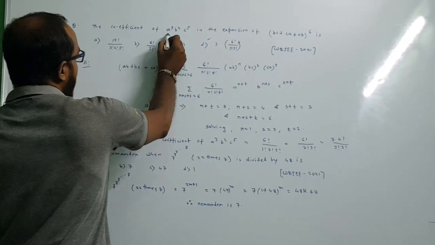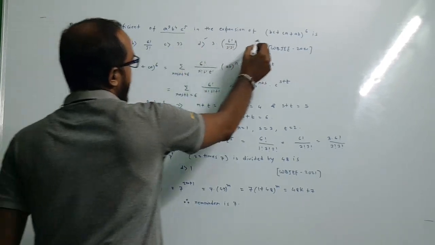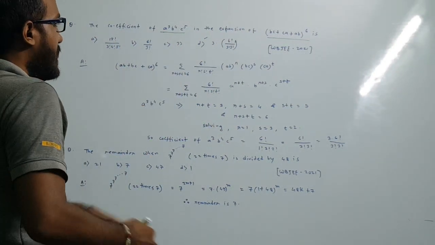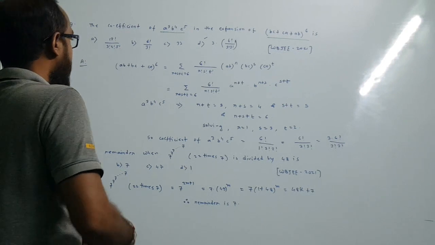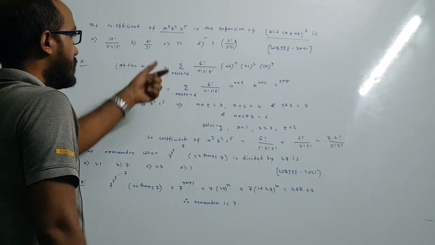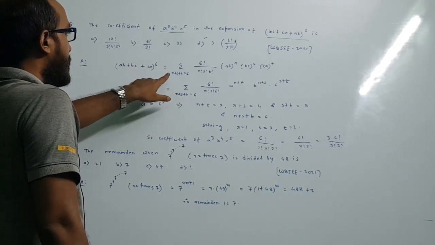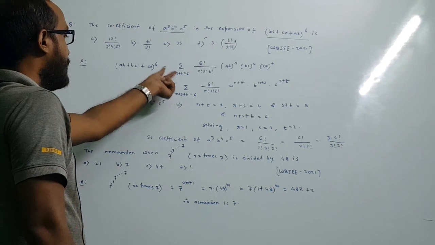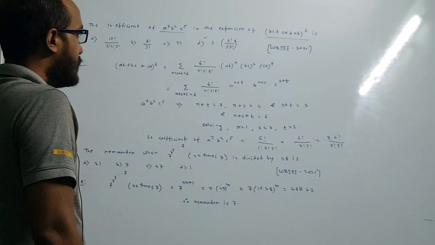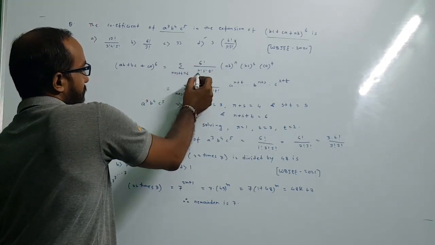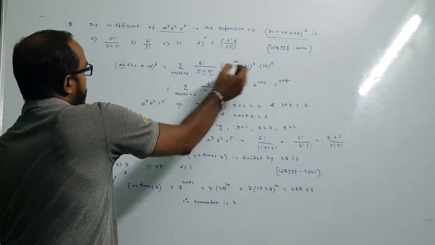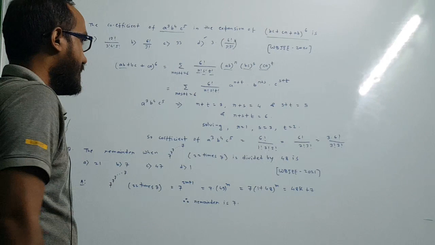The coefficient of a cube b to the power 4 c to the power 5 in the expansion of this. In today's lecture we have already seen the multinomial theorem, the multinomial series. From the multinomial series we know that for a plus b plus c to the power 6, we can break it as r, s, t, and we know already that r plus s plus t should be equal to 6, and here we have n factorial by r factorial s factorial t factorial into ab to the power r, bc to the power s, ca to the power t, let us say.